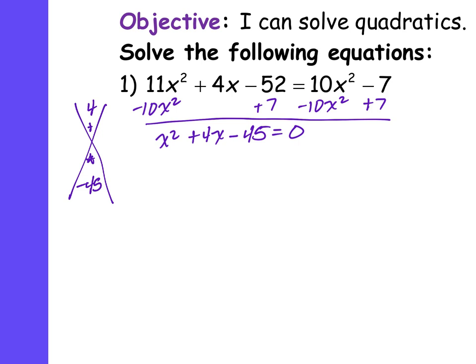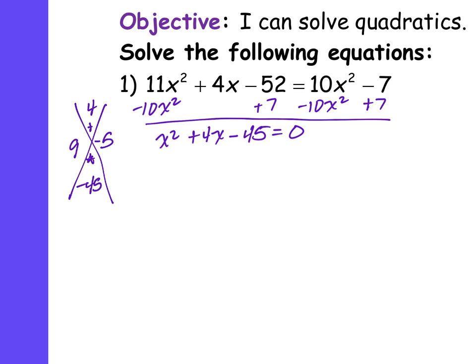9 and 5. No, that doesn't work. 9 times 5 gives me 45, and 9 plus 5 gives me 14. It's negative 5. So 9 times negative 5 gives me negative 45, and 9 plus negative 5 gives me 4. Great. So it's 9 and negative 5.